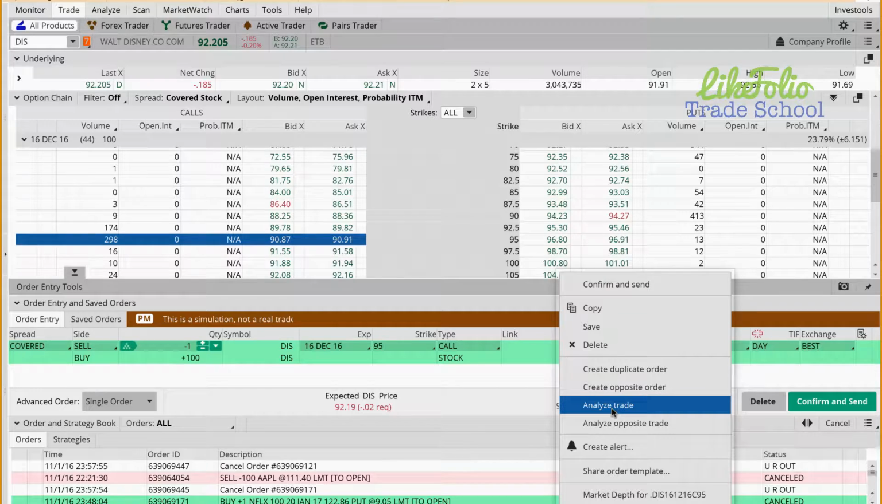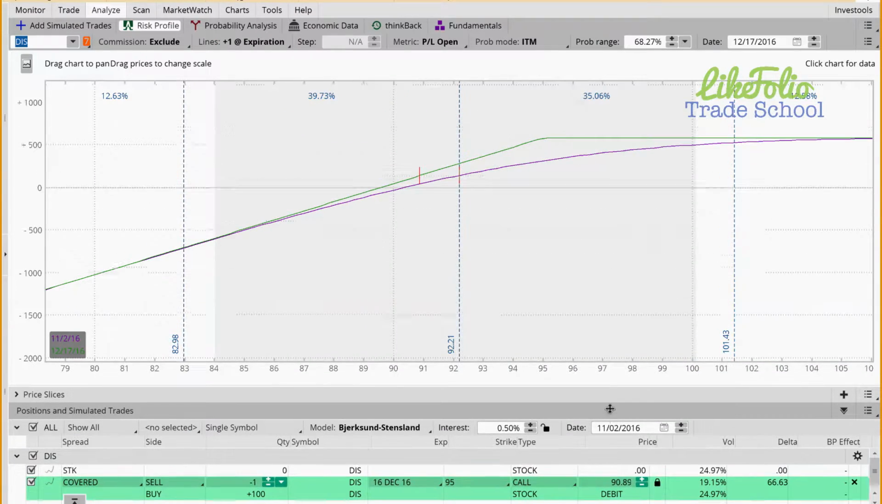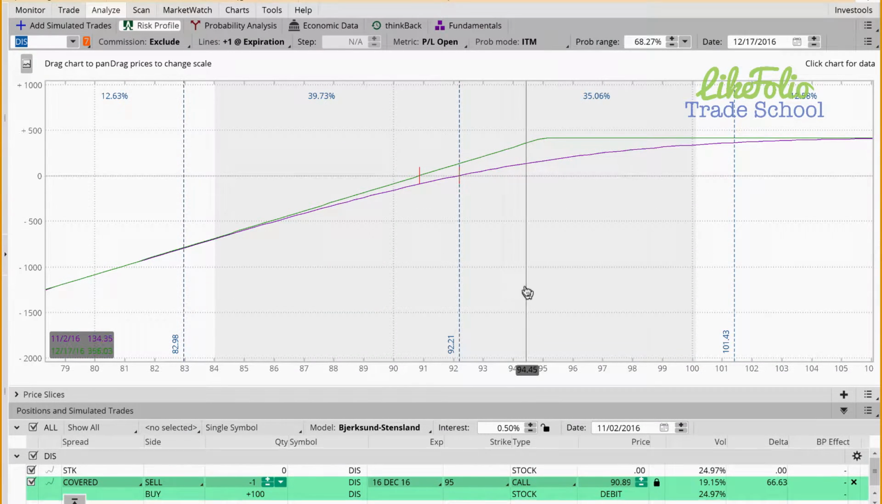Now if we right click and analyze the trade, it'll take us over here. You can see this is essentially a synthetic call. So basically we're buying the shares of the stock and selling a call against it.